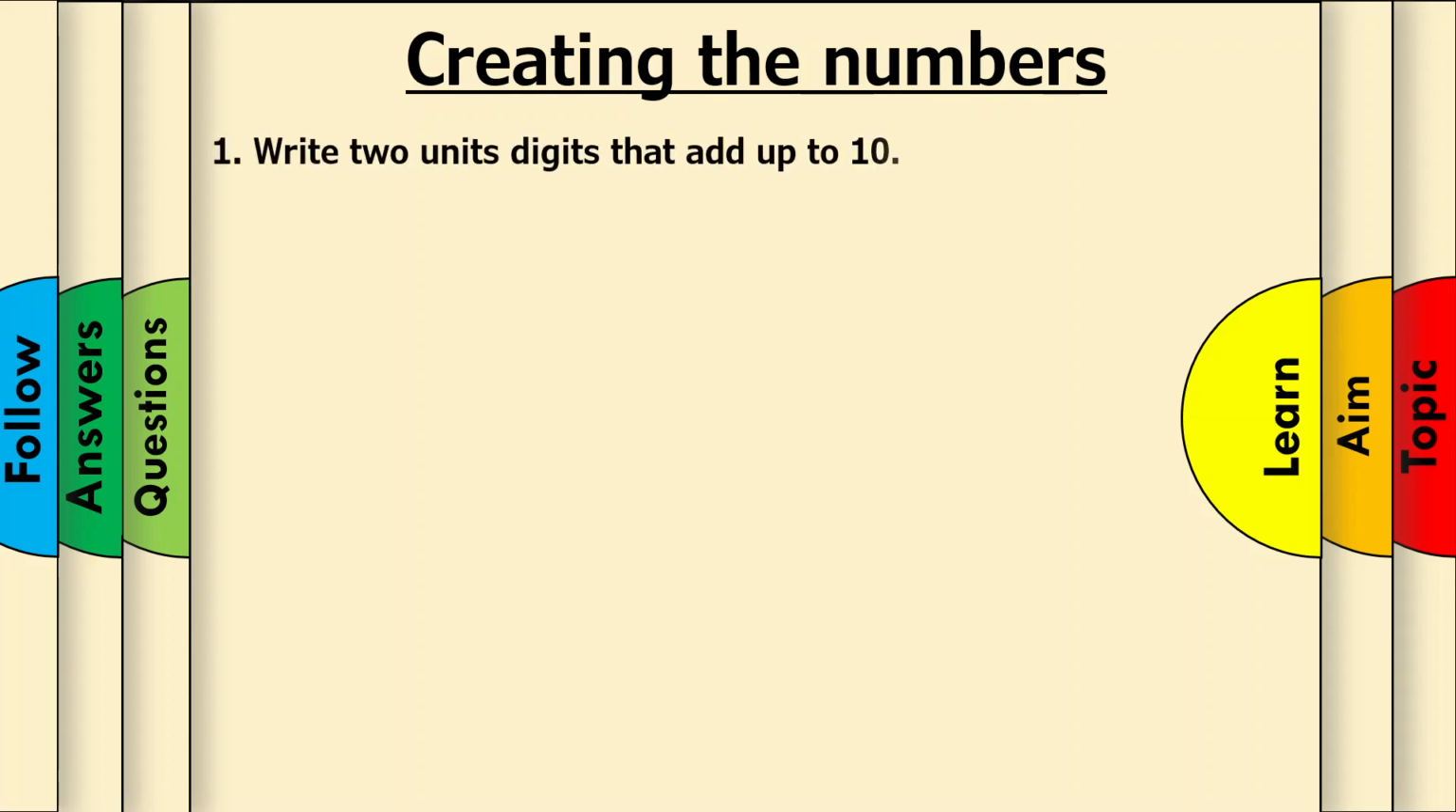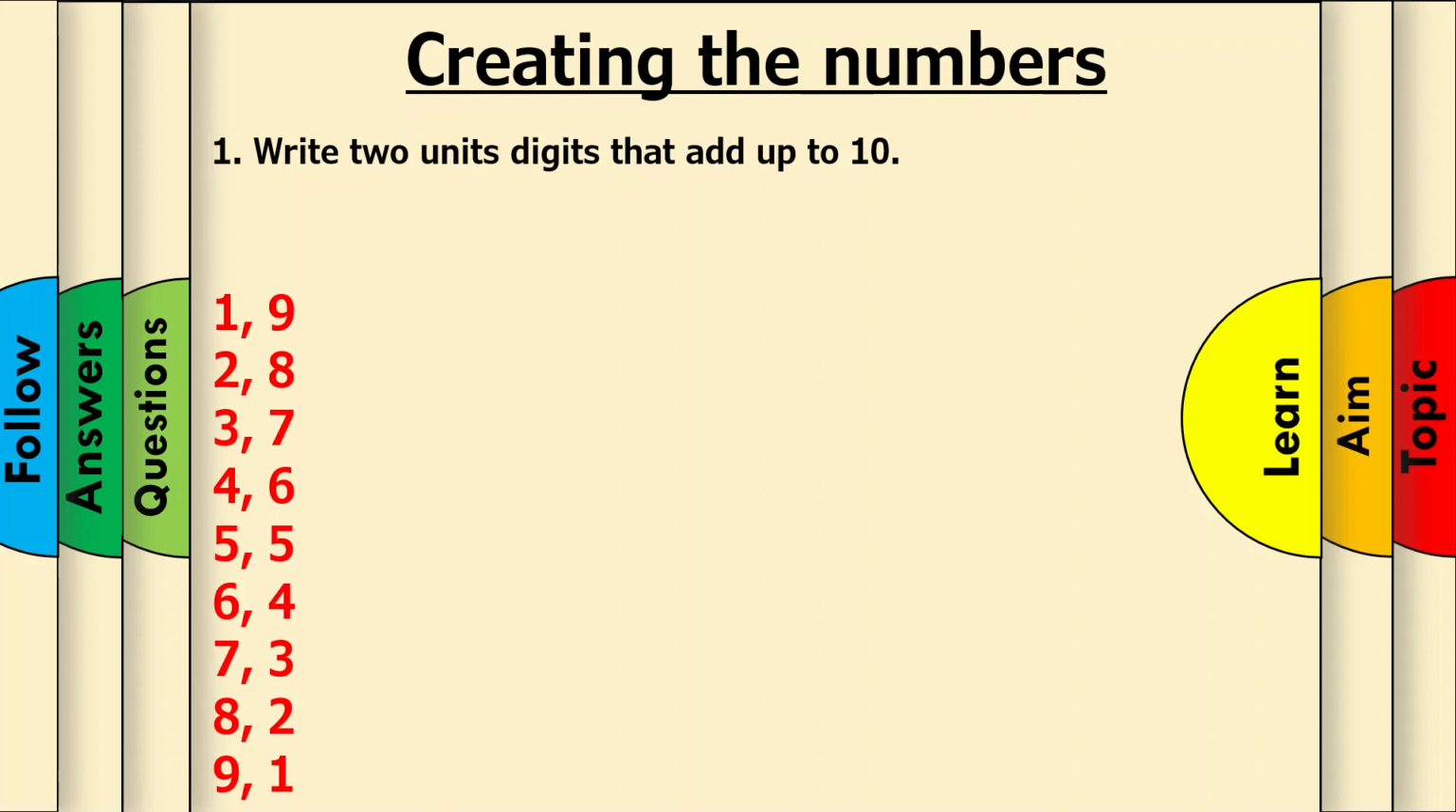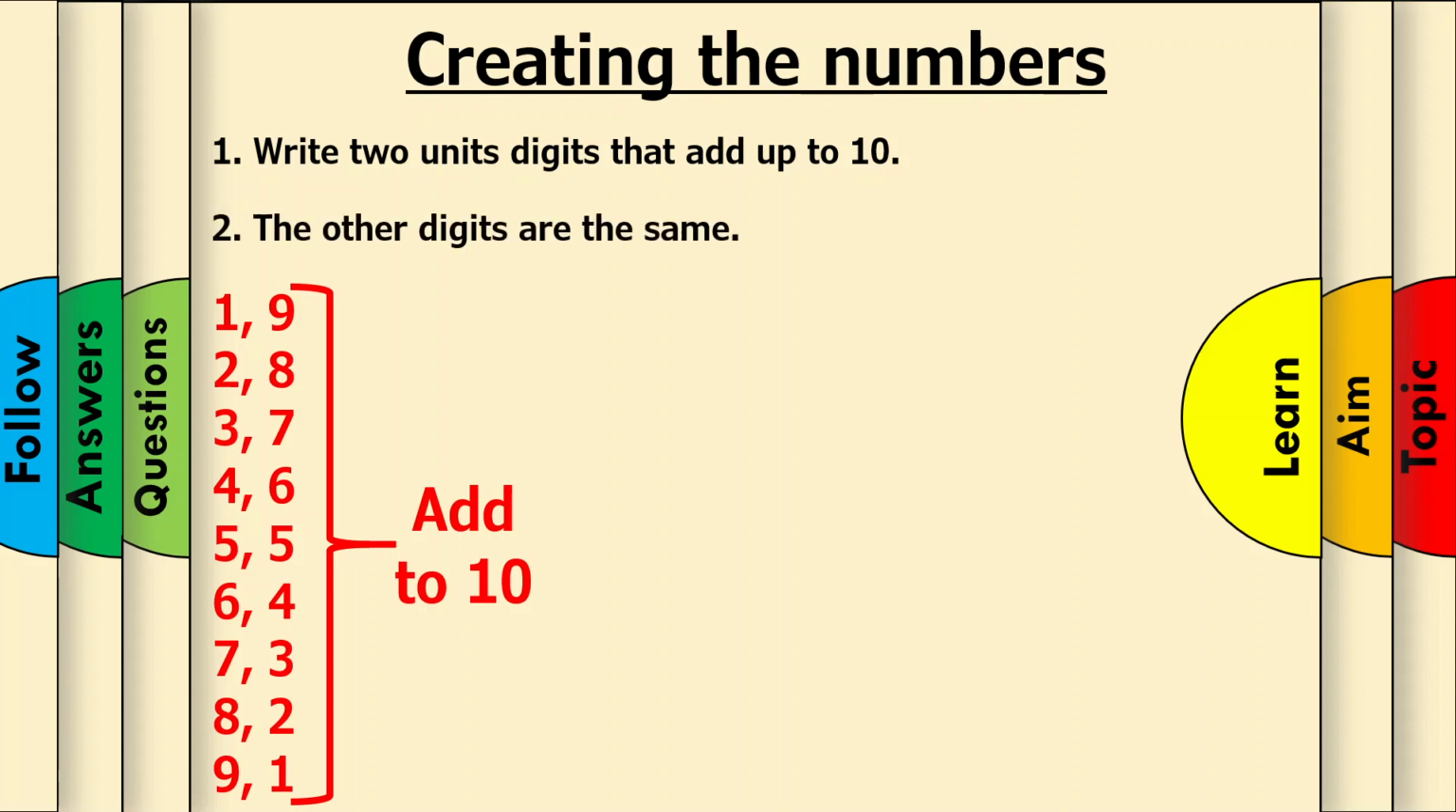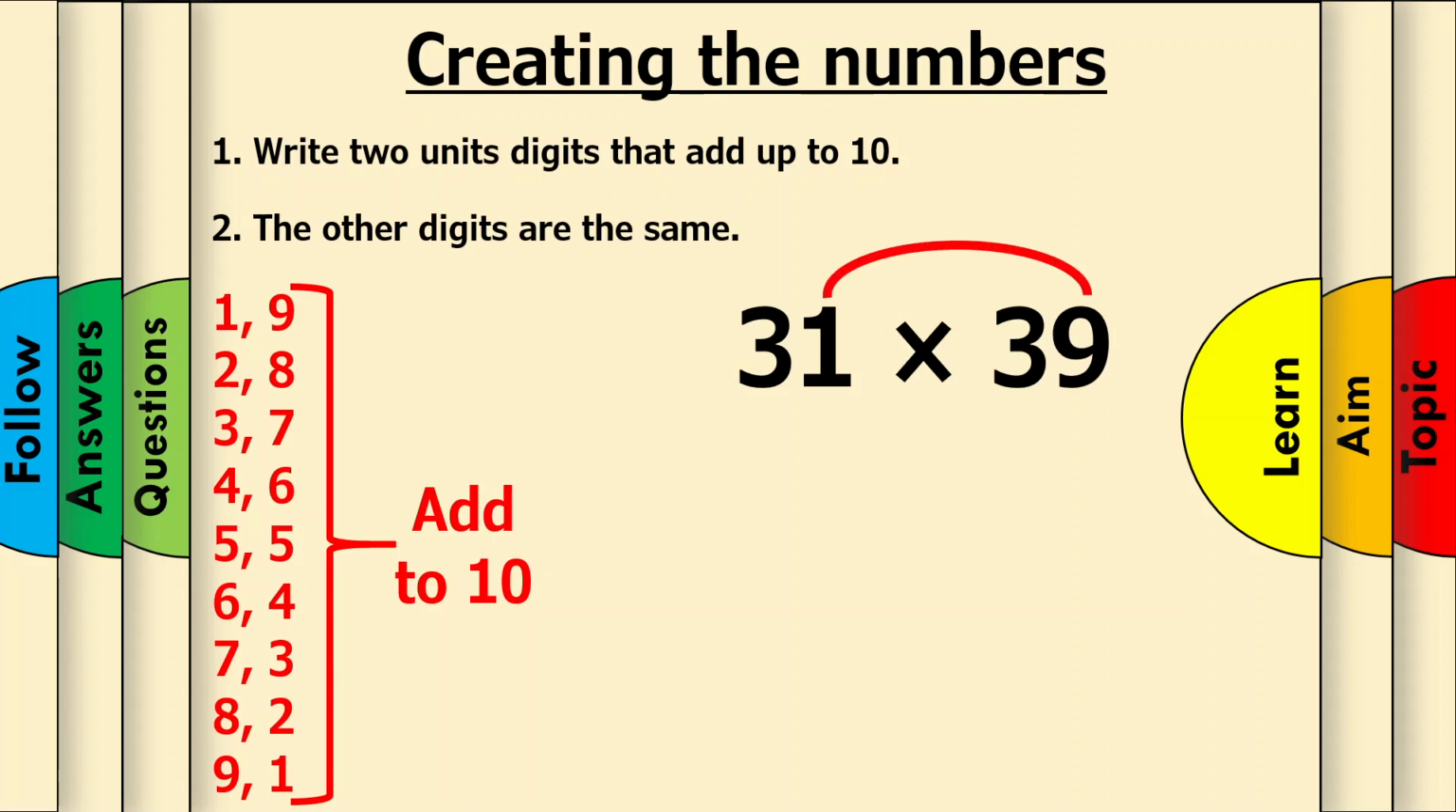Write two units digits that add up to 10. These could be any of the numbers written in red. Now, all that's left to do is to make sure the other digits of the numbers are the same. For example, we could have 31 multiplied by 39, as the unit digits 1 and 9 add up to 10, and the other digits are the same, the number 3.